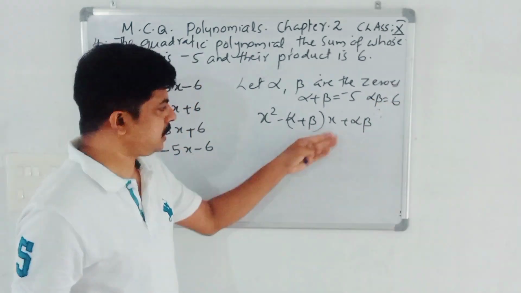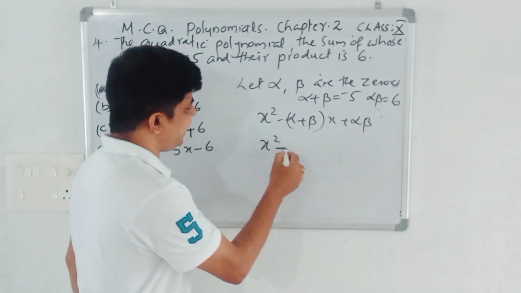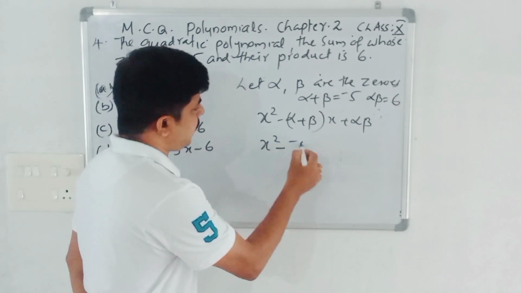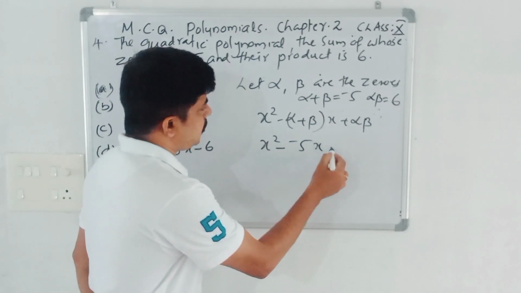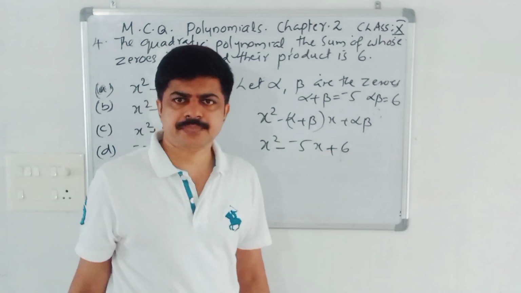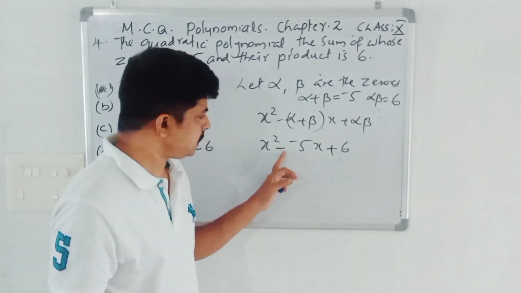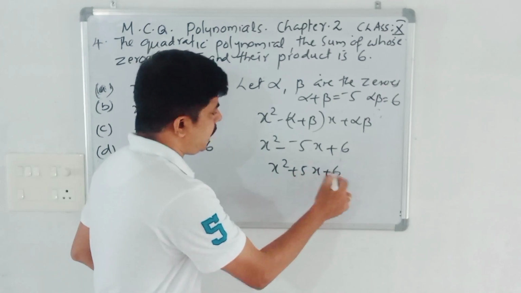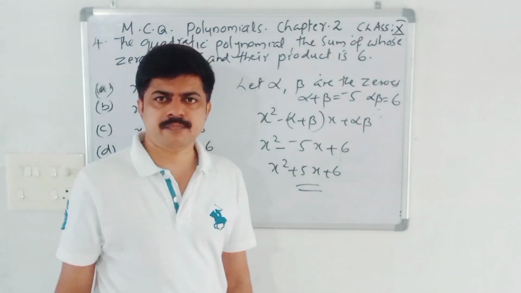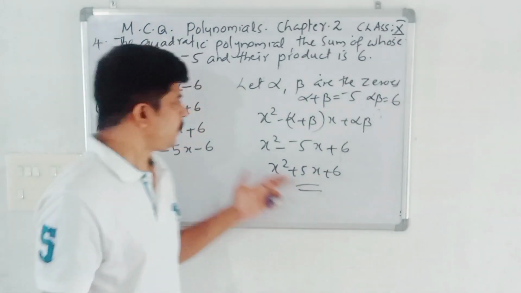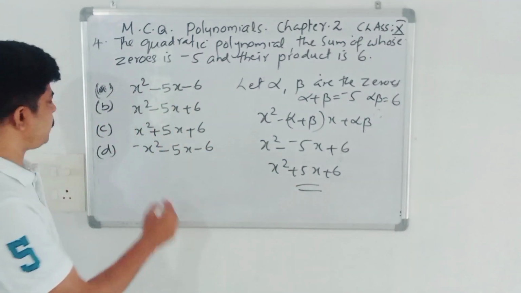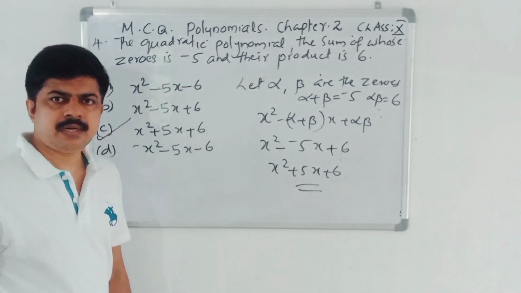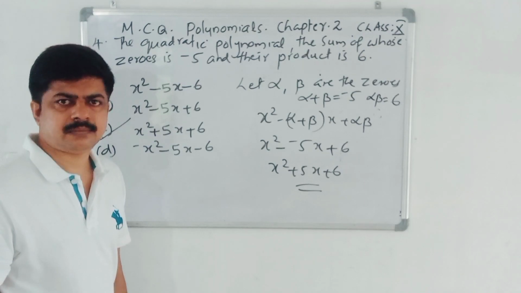We simply substitute in this formula. Therefore, x square minus, we have alpha plus beta is negative 5, x plus alpha beta is given 6. Now we know that this negative becomes positive. Therefore, our answer is x square plus 5x plus 6. Our correct answer is option C, x square plus 5x plus 6.